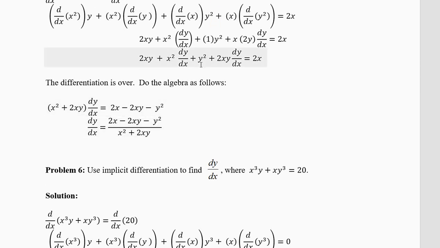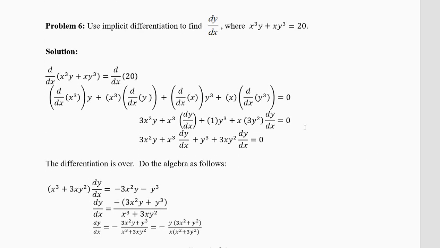Now do the algebra. dy/dx is coming here, it is coming here, open a bracket. You will get x² from here plus 2xy, put it in the bracket. 2x is on the right, keep it on the right. Take this 2xy, it will become minus 2xy. Plus y² will become minus y² when it goes from left to right. Now divide the right by this bracket, you will get (2x minus 2xy minus y²) divided by (x² plus 2xy).